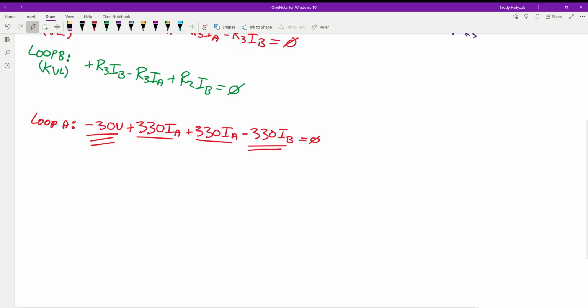So we end up with 660 IA, because if we have 330 and we add 330 with the same variable, we just add them together, minus 330 IB. That is equal to 30. Everybody okay with that? Okay, where did we get you lost, Simon? Okay.